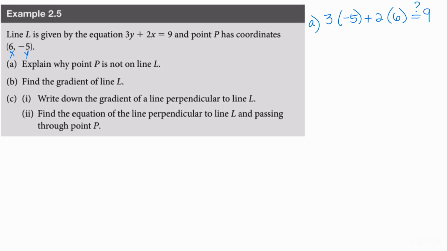3 times negative 5 is negative 15. 2 times 6 is 12. Okay. And so I get negative 3 is equal to 9.